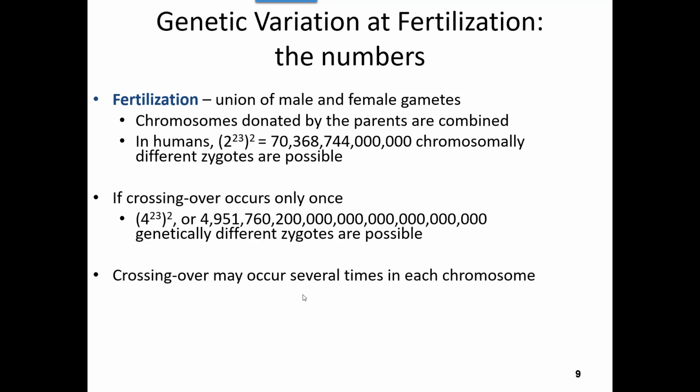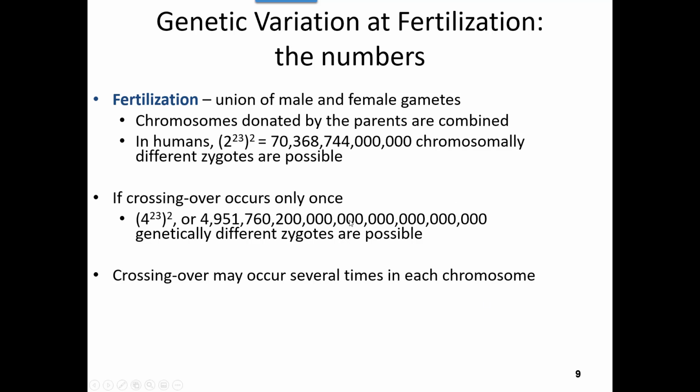So just looking at numbers alone and how random this can be and why we have so much variety. Based on the number of chromosomes that are donated by the parents, again, you have 23 pairs of chromosomes. So there are, in theory, over 70 trillion different zygotes that are possible. And if you have crossing over that occurs just once, we're talking even more astronomical different zygotes that are possible.